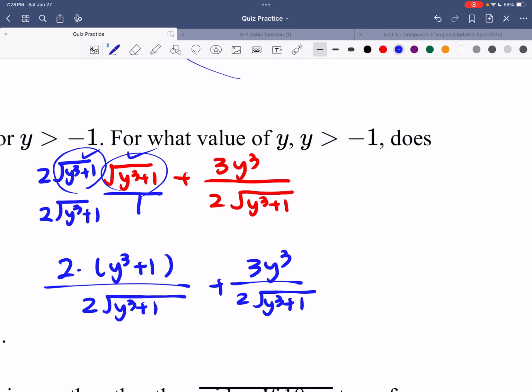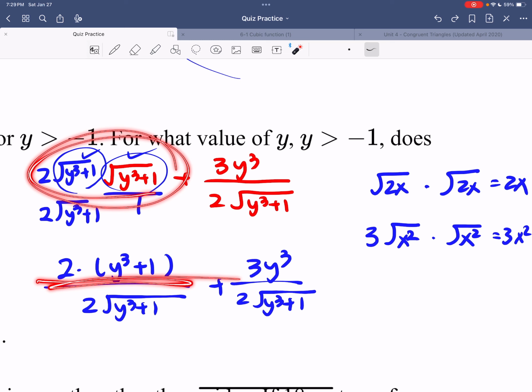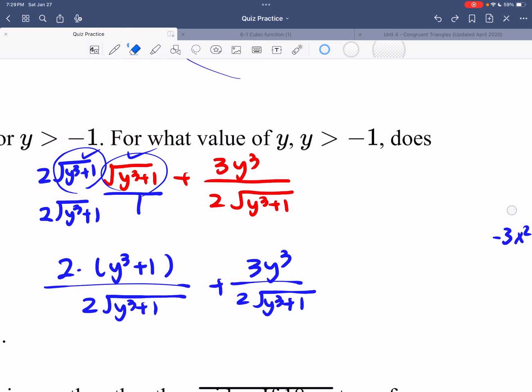Now, if you don't understand, pause the video and consider this one. What's the square root of 2x times square root of 2x? It is just 2x. And what's the 3 times the square root of x squared times square root of x squared? Do you see 3 is already in the top, and square root of x squared times square root of x squared is x squared. That's what it is. So consider this one, and this is what just happened right here, okay? So that one is for you to consider.